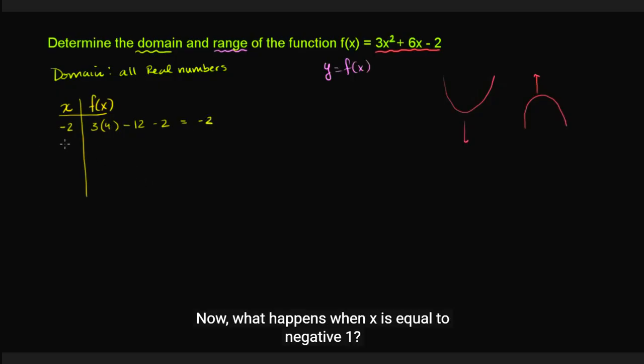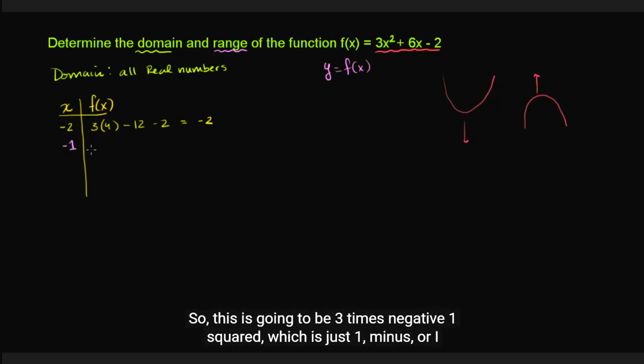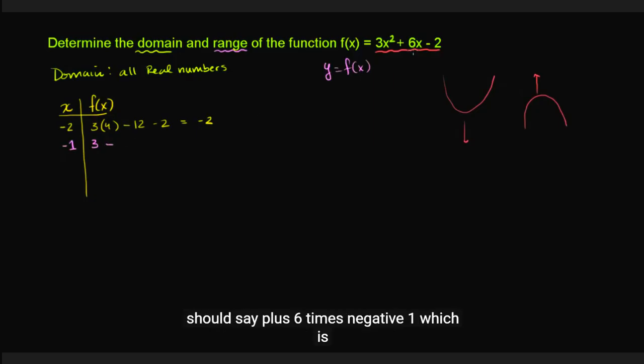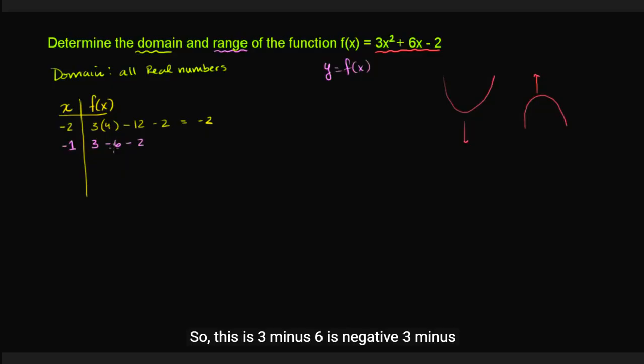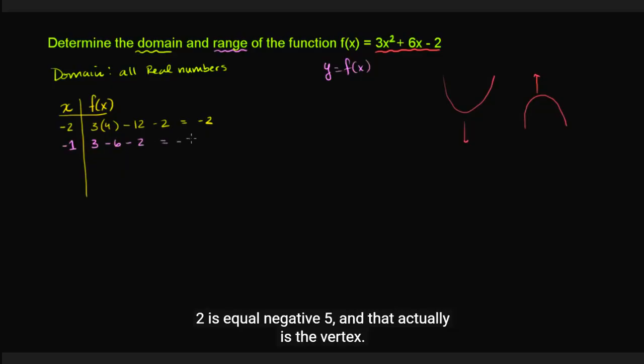Now what happens when x is equal to negative 1? So this is going to be 3 times negative 1 squared, which is just 1, plus 6 times negative 1, which is minus 6, and then minus 2. So this is 3 minus 6 is negative 3, minus 2 is equal to negative 5. And that actually is the vertex.